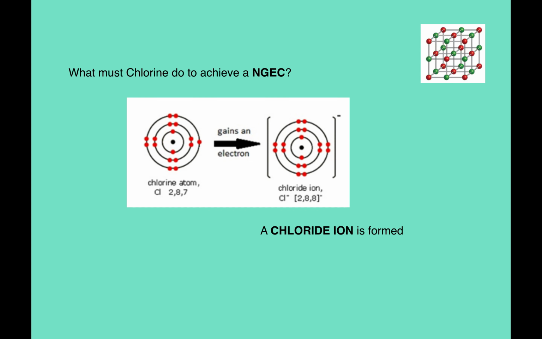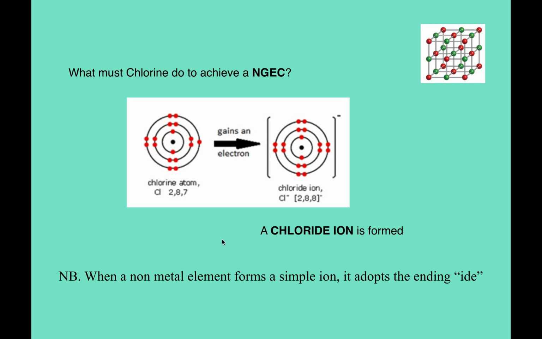That's slightly different, isn't it? Because the ending's changed on the name there, and that's a rule. The rule is when you have a non-metal element and it forms a simple ion, it adopts the ending "ide." So chloride, oxide, nitride, bromide, etc.